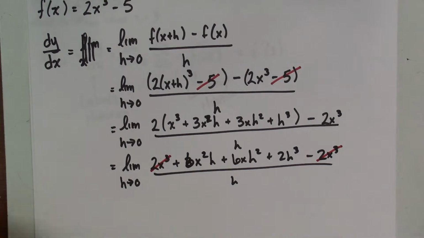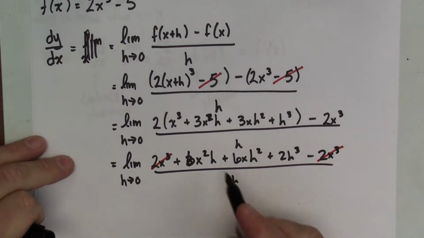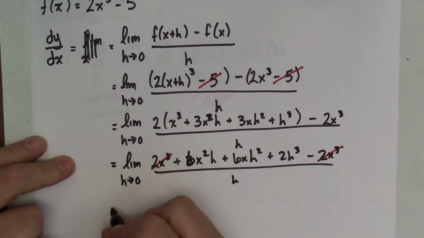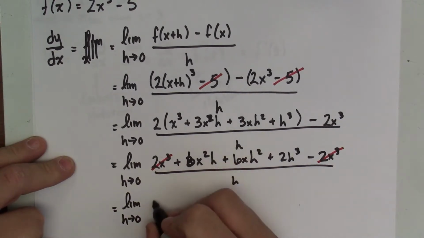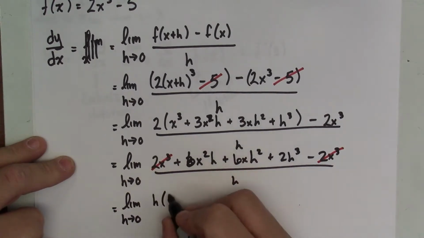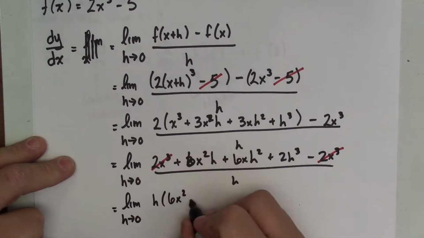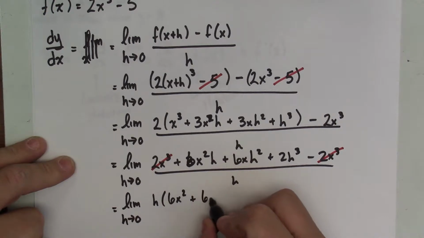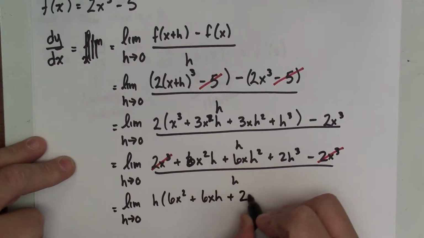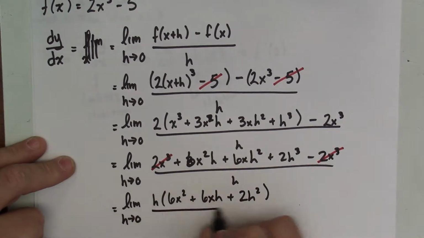Those two cancel. Now this leaves me, and I'm going to go ahead and factor out an h because all three remaining terms still have an h. I've got the limit as h goes to 0 of h times 6x squared plus 6xh plus 2h squared, all over h.